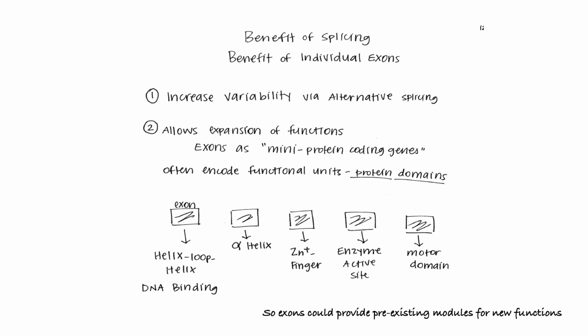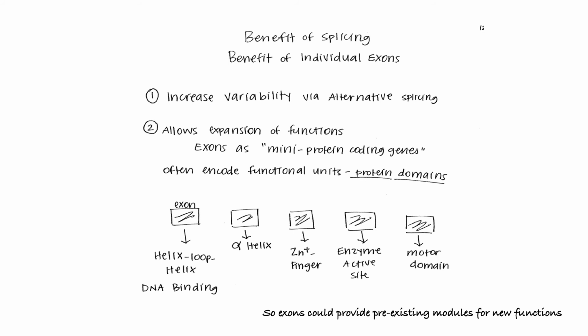Or I mentioned when we talked about the helix loop helix DNA binding domain. They're identical between these different proteins. So they're encoded by different exons. So the exons encode these things. So what I said at the bottom is exons could provide pre-existing modules for new functions. So you don't need to re-evolve a motor domain, because the sequence is already there in an exon, the whole domain. Move it onto another gene, and now you have a motor domain on that protein.